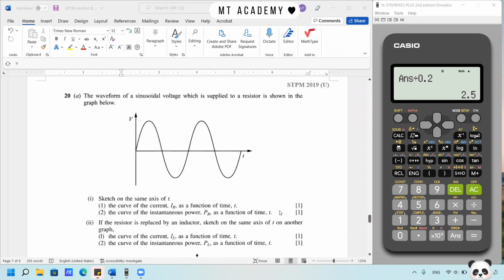Question 20. The waveform of a sinusoidal voltage is supplied to a resistor. Sketch on the same axis the current and the instantaneous power. And then if the resistor is replaced by an inductor, sketch on the same axis on another graph the curve of the current and also the instantaneous power. So we have two graphs to be sketched. First is for the resistor, and second is for the inductor.